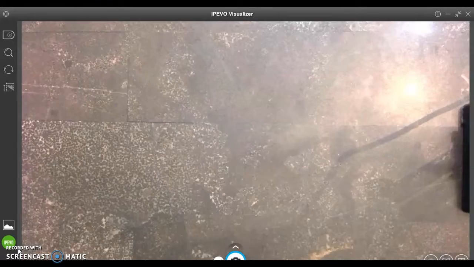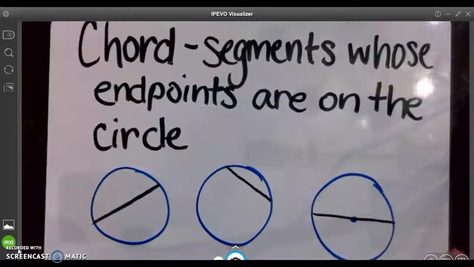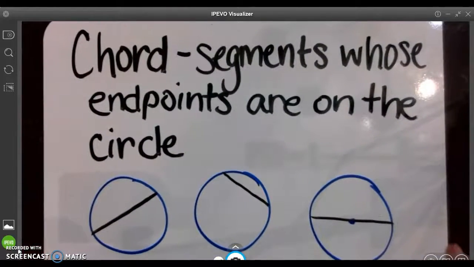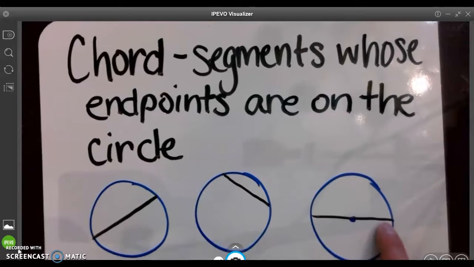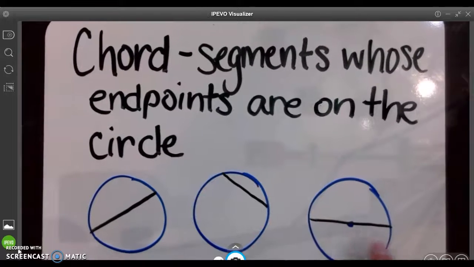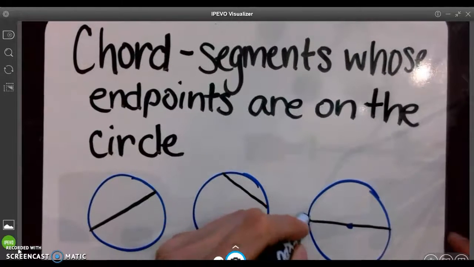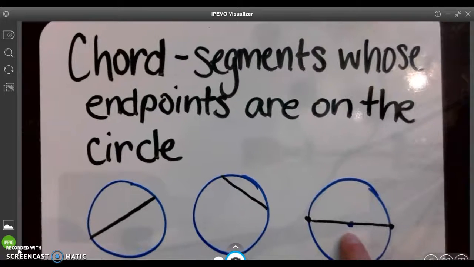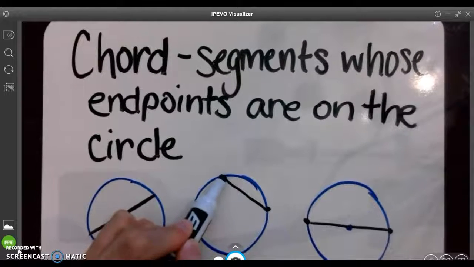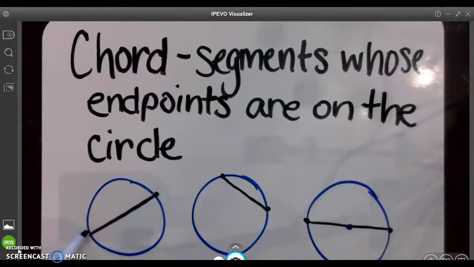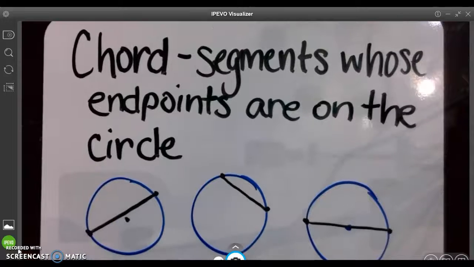And then one last new vocabulary is chord. And you're familiar with one specific chord, but in general, chords are segments whose endpoints are on the circle. So the chord that you're familiar with is the diameter. Both endpoints, here and here, are on the circle, and it goes through the center of the circle. So it's the diameter. But chords can be all over the circle. Here's a shorter chord going from here to here. And here's a chord that almost looks like it goes through the center, but the center is really right about there. So it just goes through the circle.